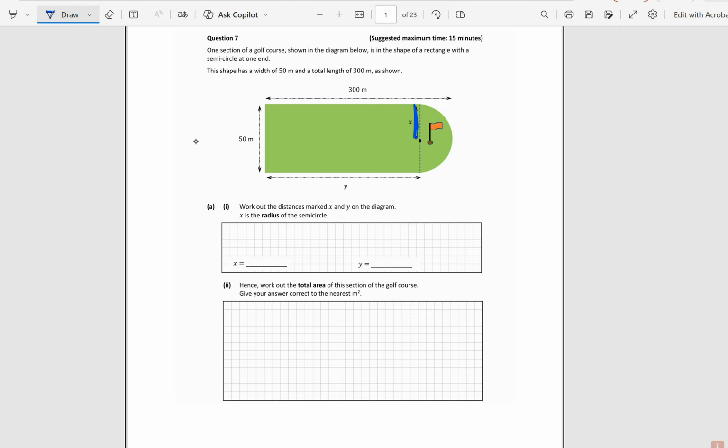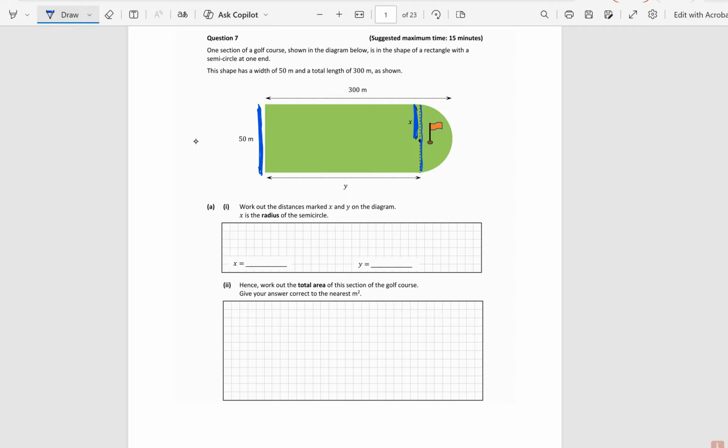Right. It's a radius. We know if we look over here that the length of this side is 50. That means the diameter of the circle is 50. 50 divided by 2 is 25 meters. Y then, Y is from here all the way to here. We know from here up to here, and then another radius added on gives us 300. So if we take off the 25 from the 300, we'll get 275 meters.